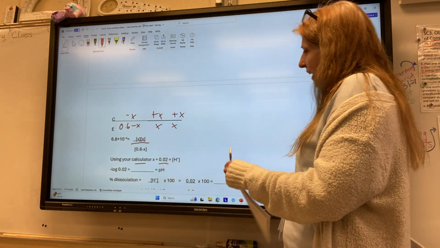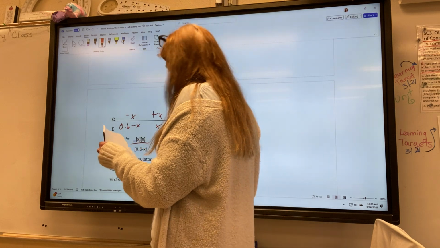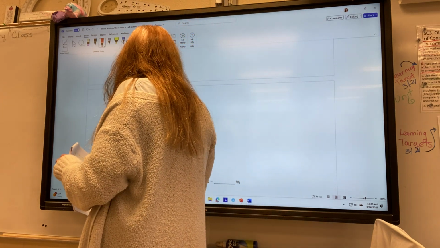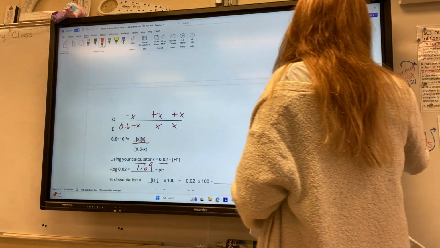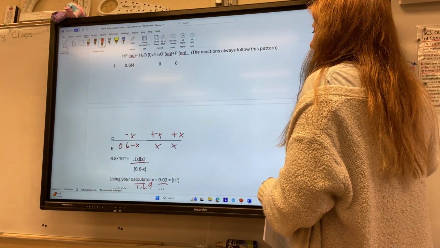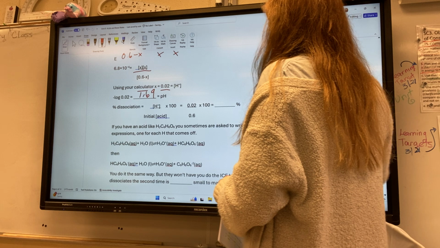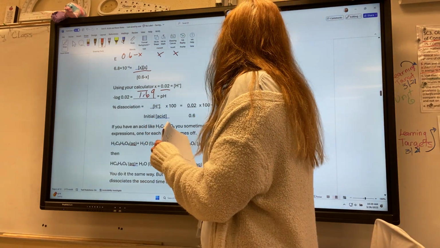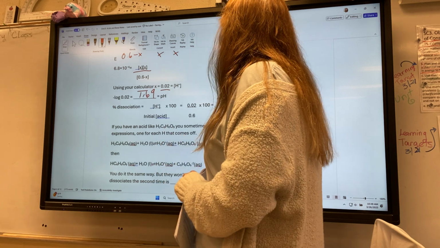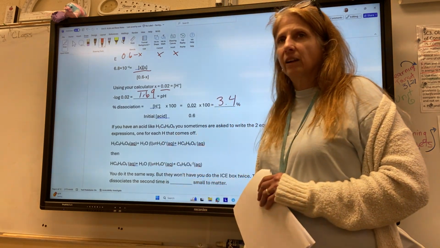Then they asked for the pH, so we did the negative log of 0.02, and I got 1.69 as the pH. And then we can also do the percent dissociation again, which is going to be 0.02 divided by 0.6 times 100, and that's 3.4%. Okay?